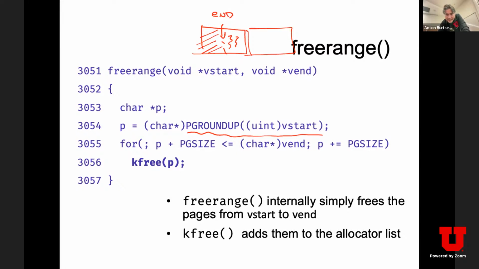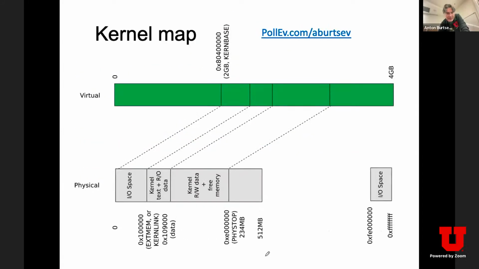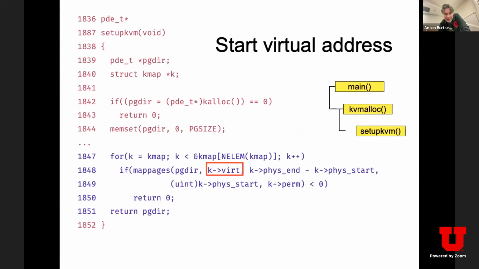So yeah, that was the poll. So kernel map. Okay, back to this loop.